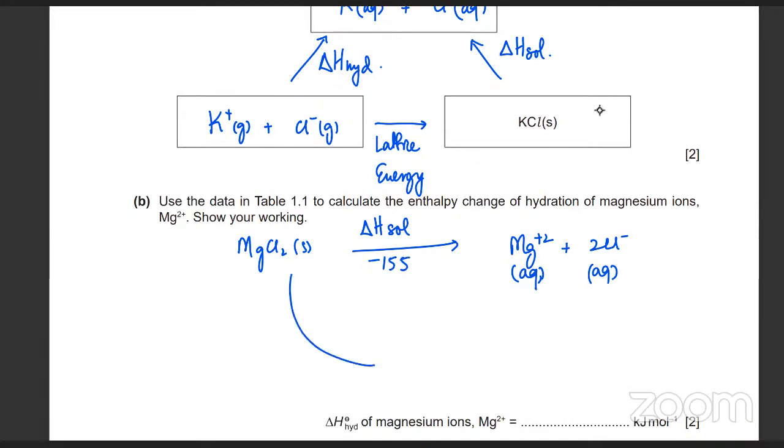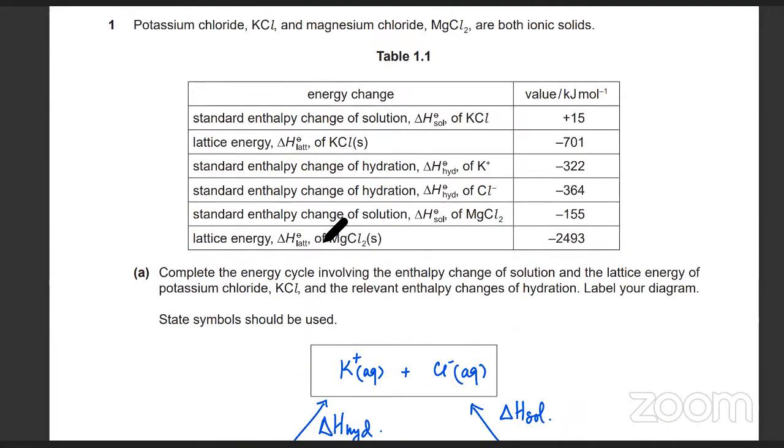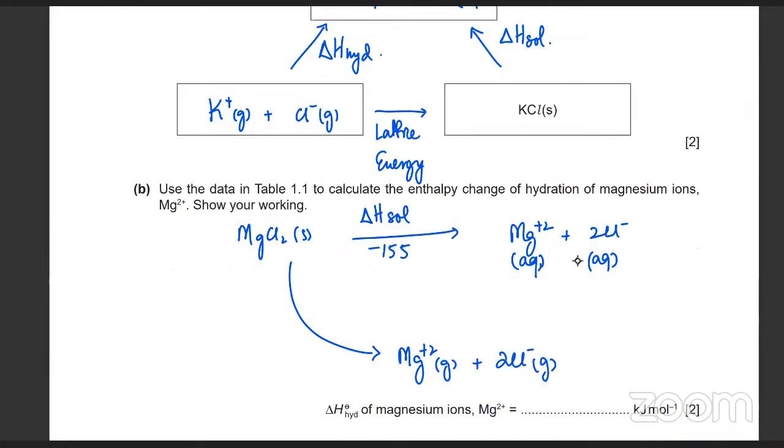You're going to break the lattice. So it will turn into gaseous ions, Mg plus 2 gaseous, plus 2Cl minus 1 gaseous. So how do you break the lattice? That is lattice energy. Is it given for MgCl2? That is also given. That's minus 2493, and that is for forming the lattice. So if you're breaking the lattice, it's going to be plus 2493. Then for finding enthalpy change of hydration, you want to hydrate magnesium ions, so you don't know what that is. That is X. That is what you're trying to find out.